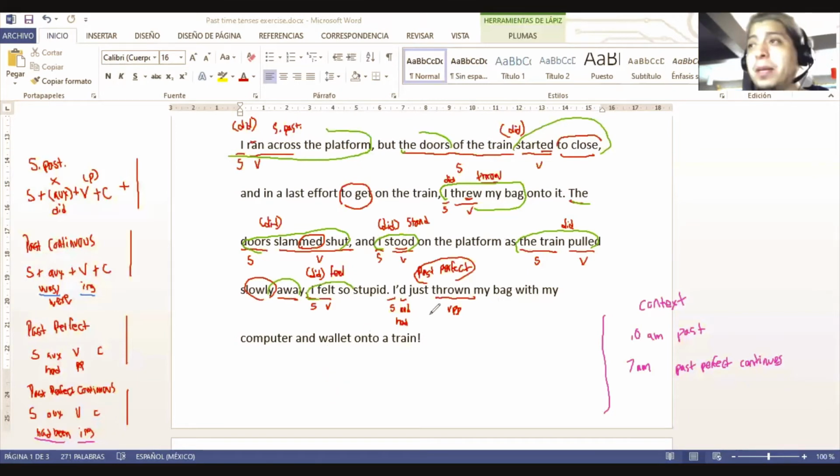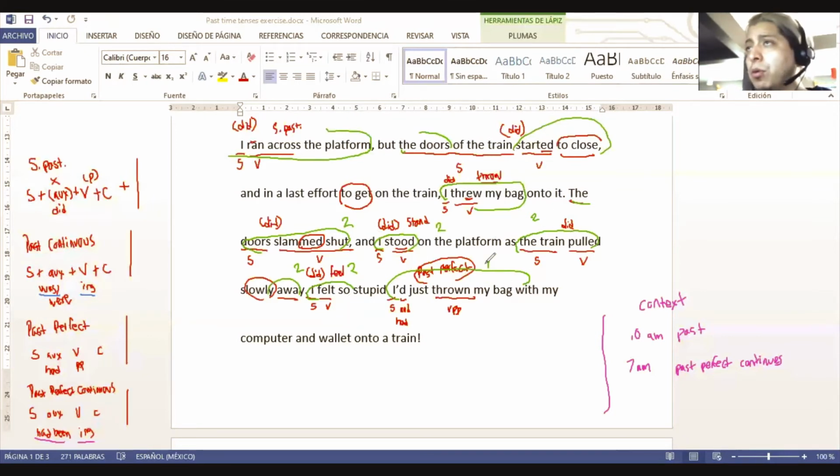I felt stupid. Why? Because before feeling stupid, and before the doors closed, and before I stood on the platform, before all these actions, I had thrown my bag. This is the past of the past. This happens first, and then all of this happened. Yes, first I threw my bag inside the train, and then I felt stupid.